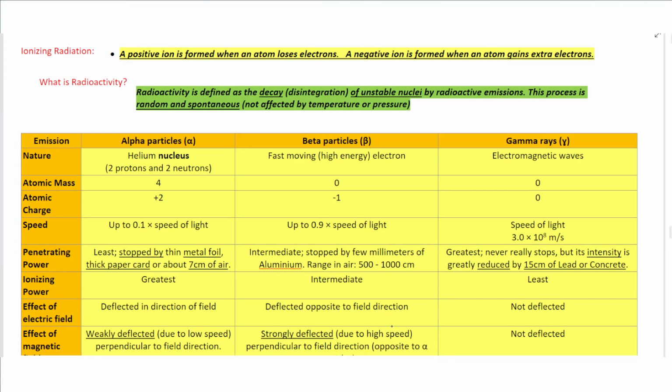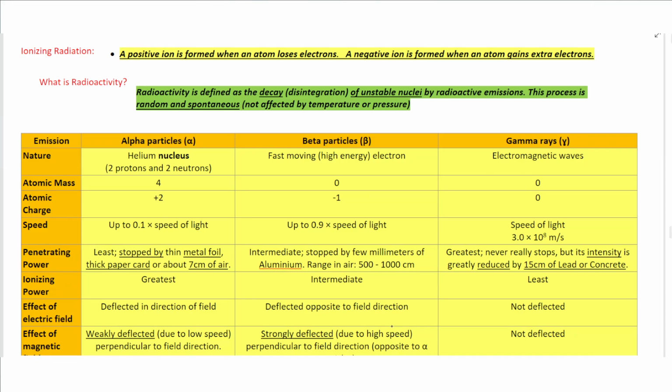So radioactivity is a decay or the disintegration of a nucleus. A nucleus starts emitting particles or emitting energy. So it decays, it disintegrates by releasing ionizing radiation. This kind of radiation is random and spontaneous. Random means it cannot be predicted which nucleus will decay at a certain time, and spontaneous means you cannot control the rate of radiation or the rate of emissions by changing the environmental conditions.